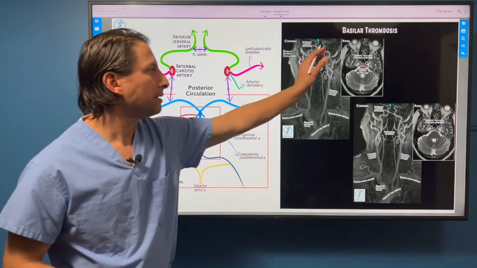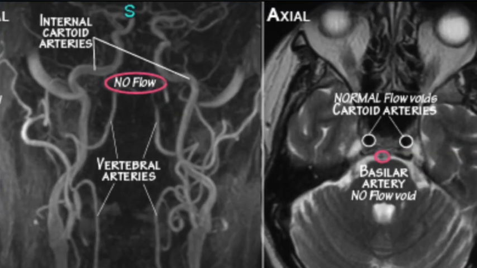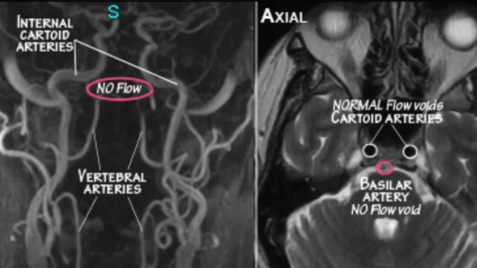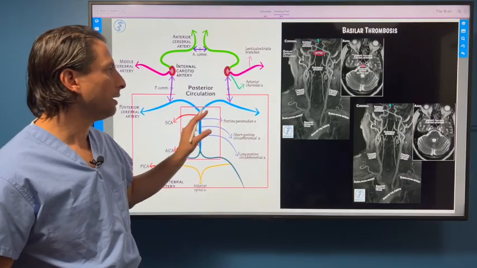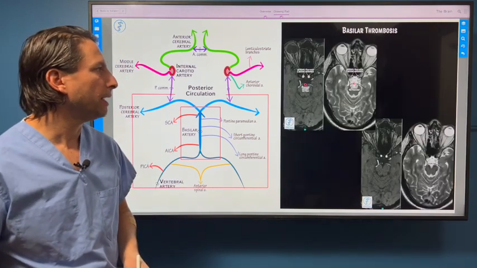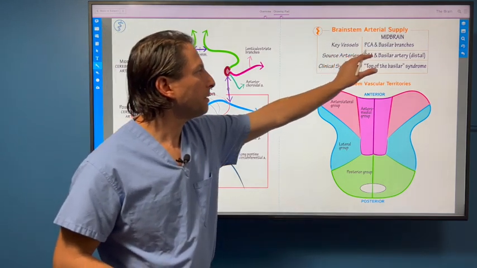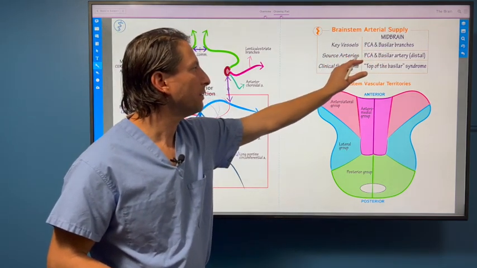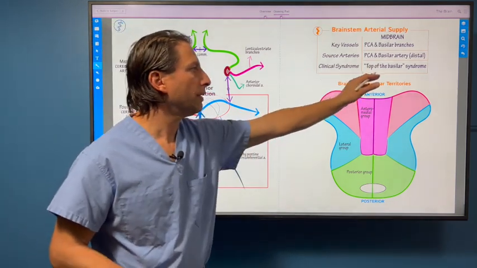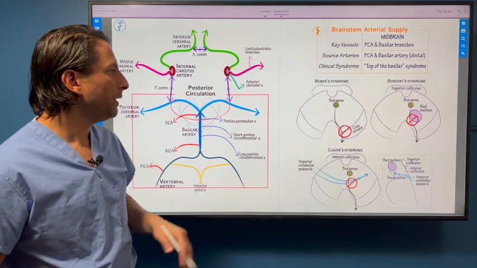This is just an example of basilar thrombosis. So if you have a stroke in the basilar itself, obviously it can be a quite devastating stroke. It's going to knock out these short branches here, and then it will knock out the PCAs and can obviously be life-threatening. Starting with the midbrain here, key vessels: the PCA and the basilar itself. The source artery is the basilar here, and the clinical syndrome is top of the basilar syndrome. So that's a midbrain infarction.